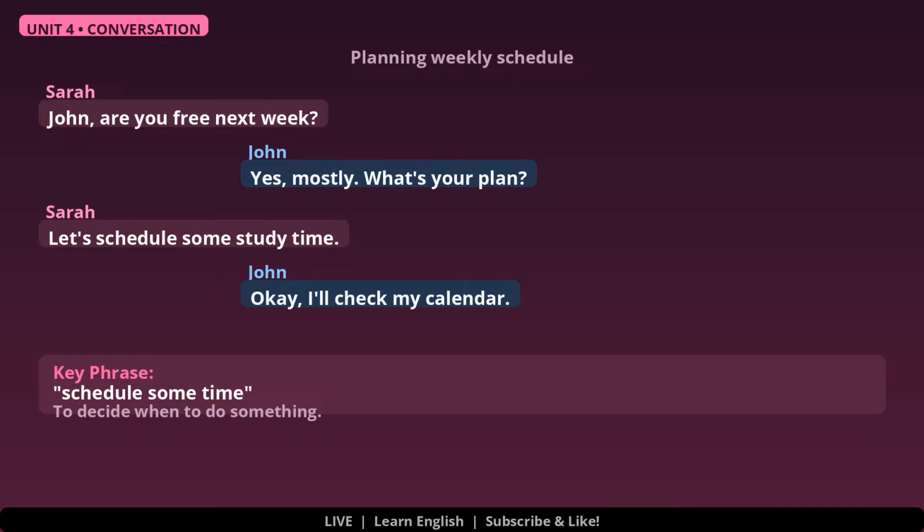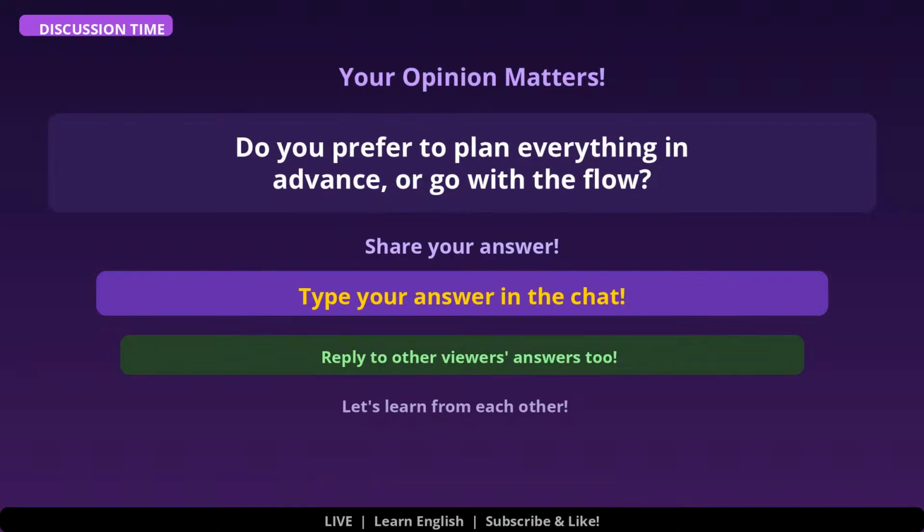The key phrase is, schedule some time. It means to decide when to do something. Here's something to think about. Do you prefer to plan everything in advance or go with the flow? Share your answer. Let's hear different answers from around the world.